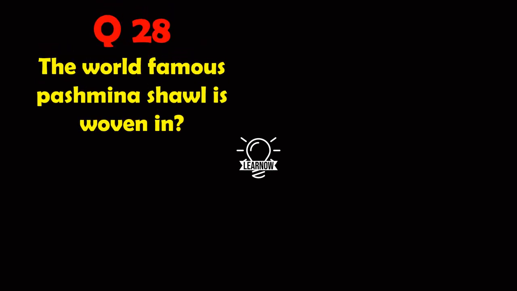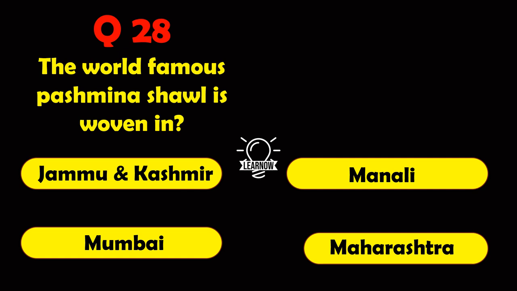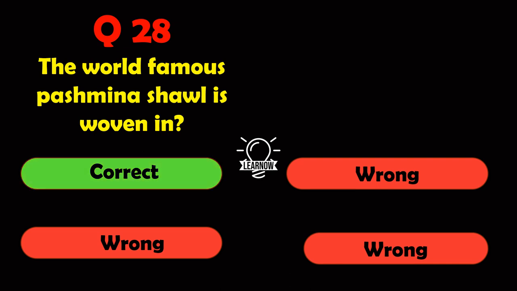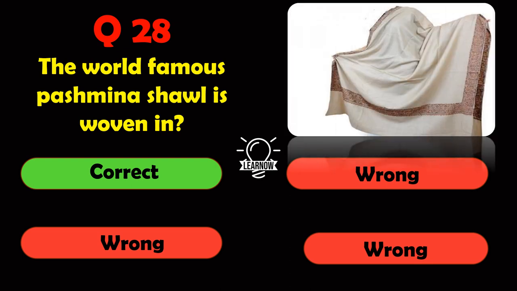So let's go to the next question, question number 28. The world famous Pashmina shawl is woven in. So we have to tell in which state or in which place we have this Pashmina shawl. So the options are Mumbai, Manali, Jammu and Kashmir, and Maharashtra. So we'll go for Manali. Manali is wrong. Is it Mumbai? Mumbai is also wrong. So what about Maharashtra? Maharashtra is also wrong. So it is Jammu and Kashmir. So we all know that Pashmina shawl is a very famous or world famous shawl from Jammu and Kashmir state. Next question. So you can see this Pashmina shawl in the picture.